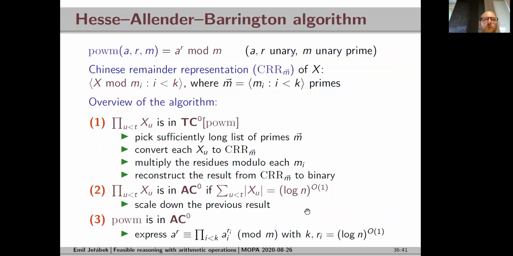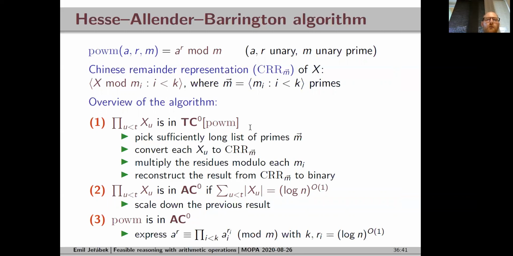So here is a brief outline of the structure of the Hesse-Allender-Barrington paper. A few more notations. We consider here the function of powering small integers, logarithmically small integers, to small powers modulo small primes. Then if you have a large binary number, it has a Chinese remainder representation modulo a sequence of small primes. It's just that they take the residue of this number modulo each prime. And then the argument in the paper has three stages. First, we prove that iterated multiplication is in TC0 if we take this powering modulo small primes, small numbers as an extra ingredient.